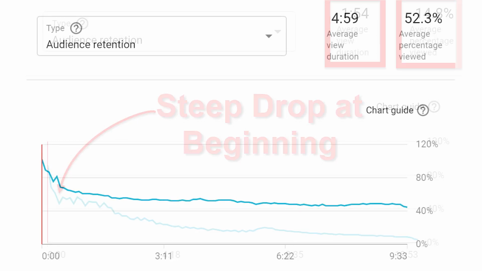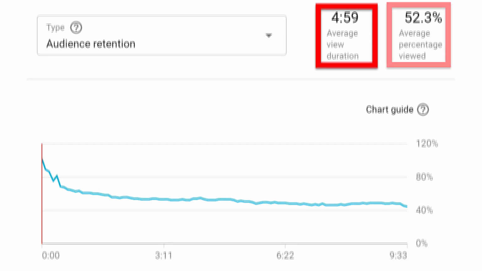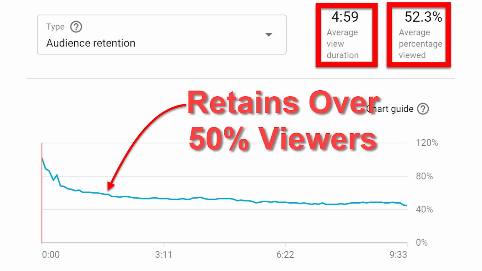Now compare that to this video, where the average view duration is almost 5 minutes in length for a 9.5-minute video. It has a great average view percentage of over 51%. Now when you're looking at the actual graph here, you can see that it has more of a slow burn, that there's not a very steep drop off at the beginning, and it ends at over 40%.